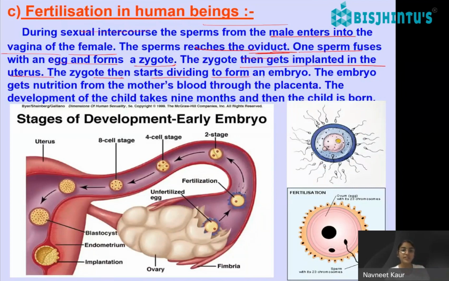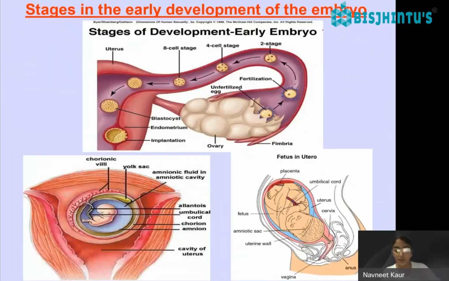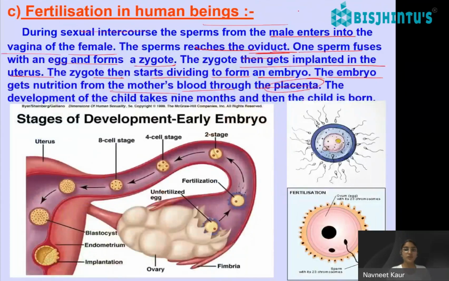The zygote then starts dividing to form the embryo, and the embryo gets nutrition from the mother's blood through the placenta. Very, very important. You can be asked a question about the placenta. It is very important from the examination point of view. You should write it down that a question can be asked on the importance of placenta. The question will be like, what is placenta and why is it important?